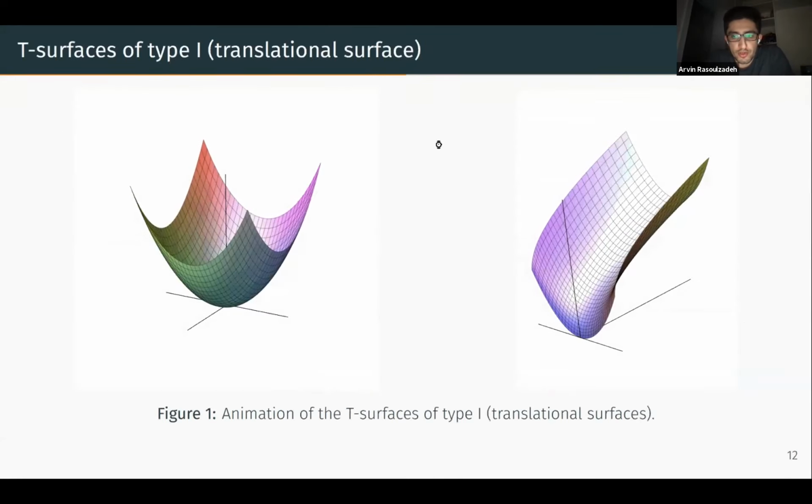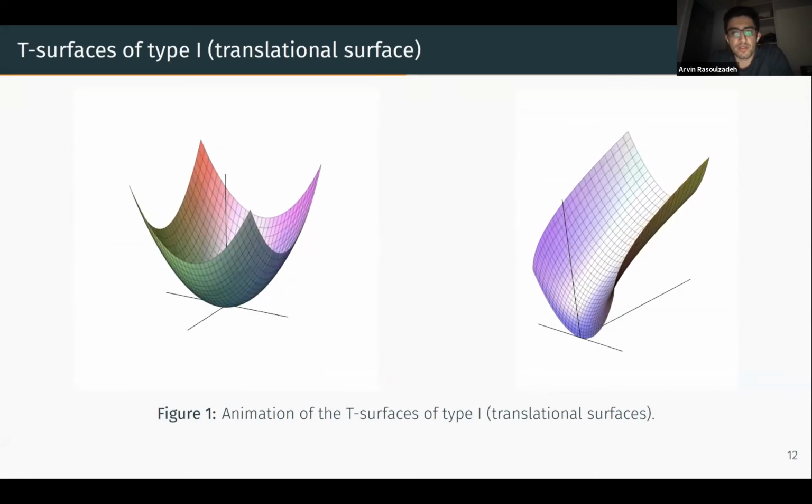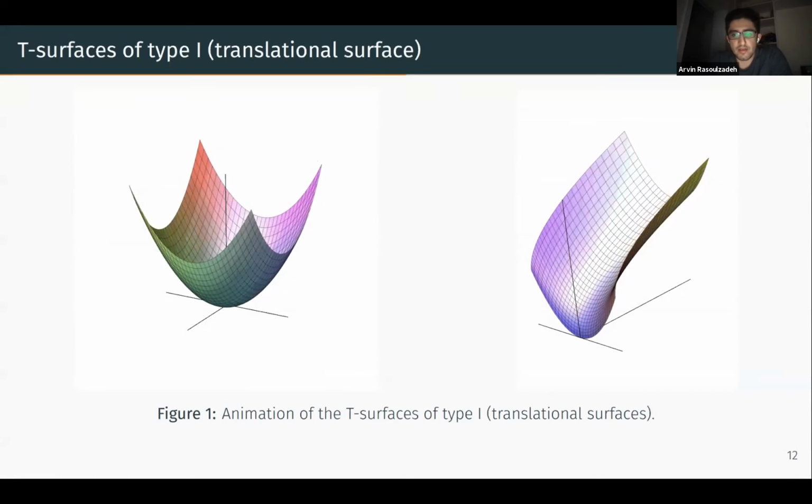So that I would like to share with you. You can see that these surfaces are somehow squeezed. And this process happens in an isometric way.